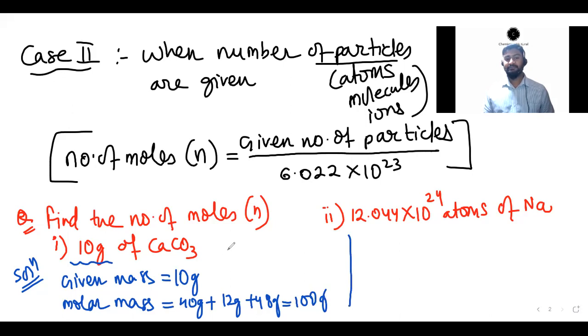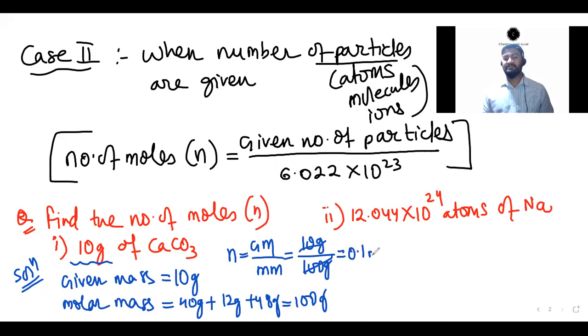So how to find moles now? Number of moles will be given mass by molar mass. What's the given mass? 10 grams. What's the molar mass? 100 grams per mole. So the grams will cancel out. So the answer is 0.1 moles. This is how we proceed with questions of this kind. Simple, finished. Now, how to find the other one?